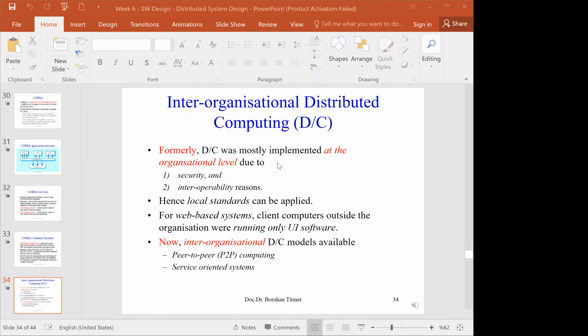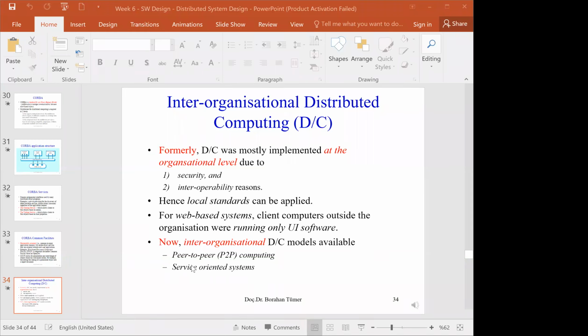This way, in distributed computing, local standards of the organization can be easily applied. And for web-based systems that are connected as client computers to the organization's servers from outside, they were running only user interface software. So they were this way easily connected.